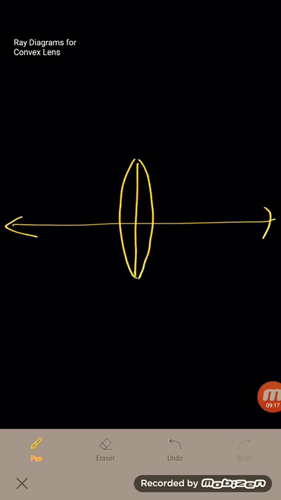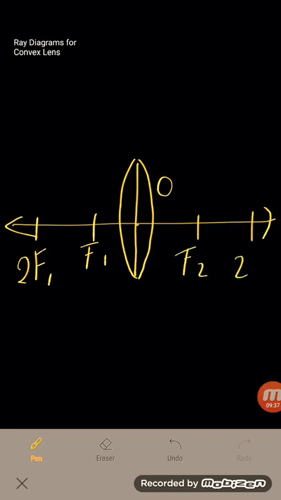This is a lens, this is the principal axis, the line is the principal axis. The center of the lens is the optical center. This is our f1, 2f1. This is f2, and this is 2f2, right?